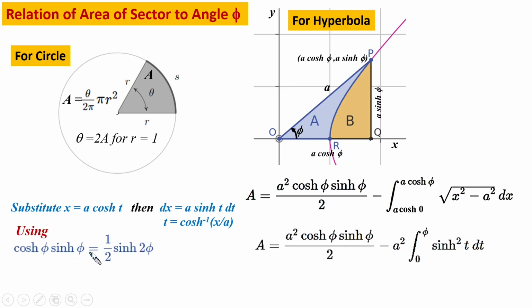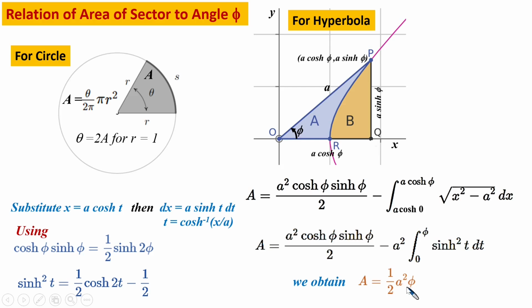Using cos hyperbolic phi into sin hyperbolic phi, just like sin 2 theta is 2 sin theta cos theta, similarly here you can use the same thing, and this sin hyperbolic square can be expressed like this. If I express it in terms of sin hyperbolic and take the integral, again I will get something in sin hyperbolic. Substituting this here, when you take the integral, the cos hyperbolic will become sin hyperbolic like this one. So this term and this term will get cancelled, only this term will remain. So this is half a square phi minus the value at 0, which is 0. Only half a square phi will remain. So this is very simple.